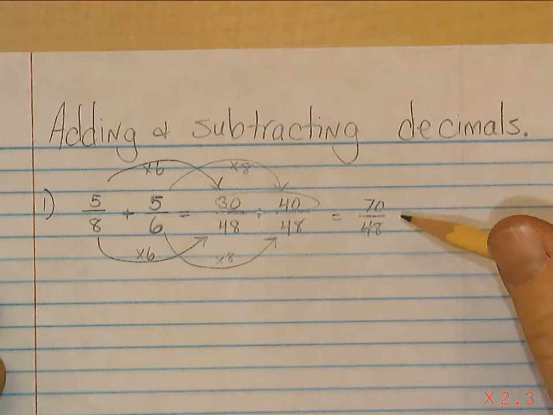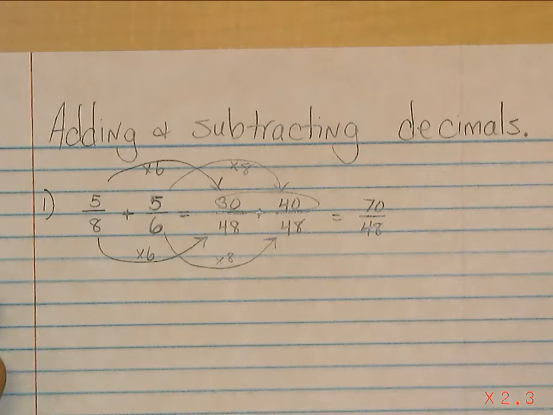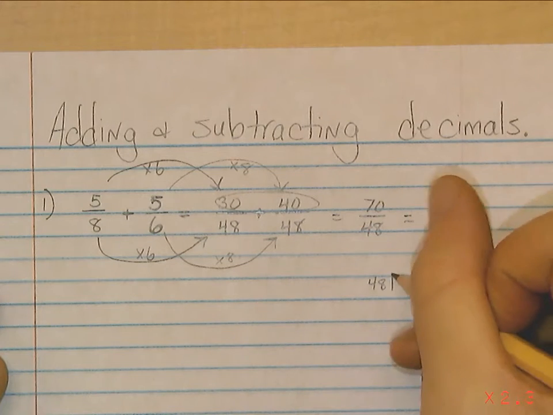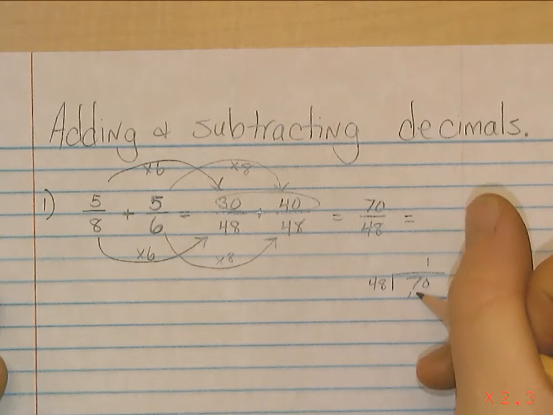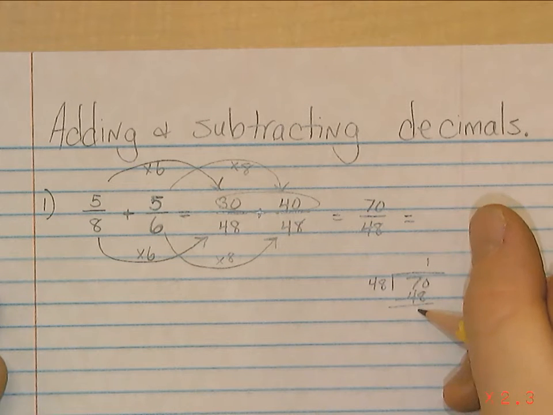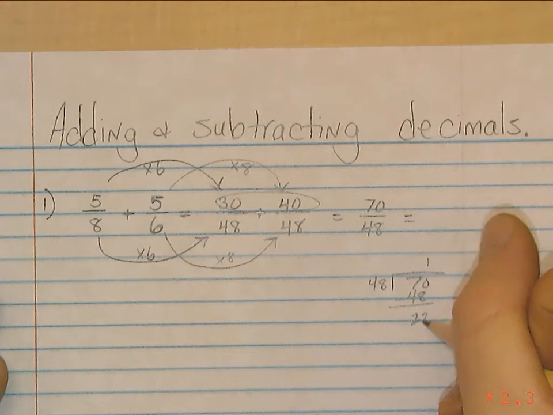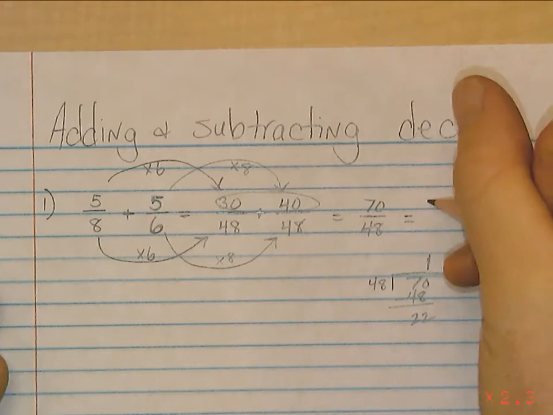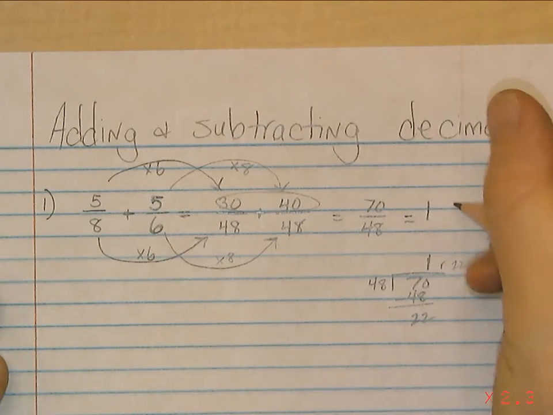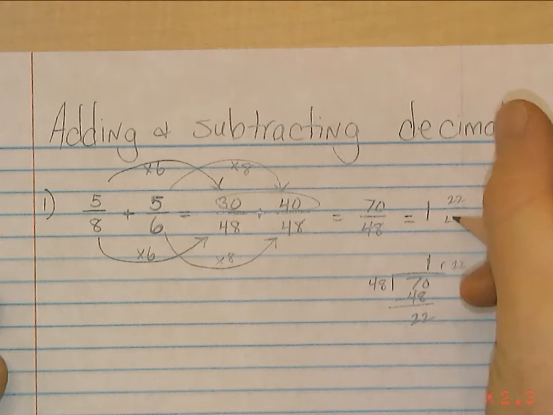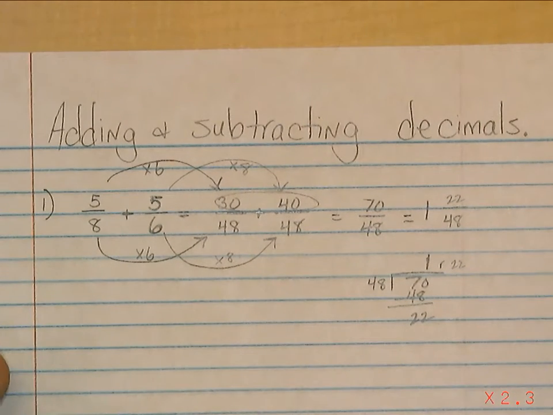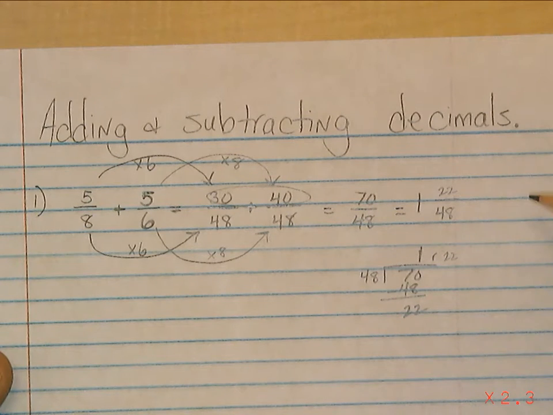In this case, because it's improper, you're going to have to change it to a mixed number. So 48 goes into 70 how many times? At least once, right? You have 22 left over. So 1 is your whole number, 22, your remainder, is going to be your numerator, and then you keep the same denominator. And then you're still going to have to put that in lowest terms, divide this by 2, divide this by 2, 1 and 11 over 24. Okay? So that's one way of doing that.